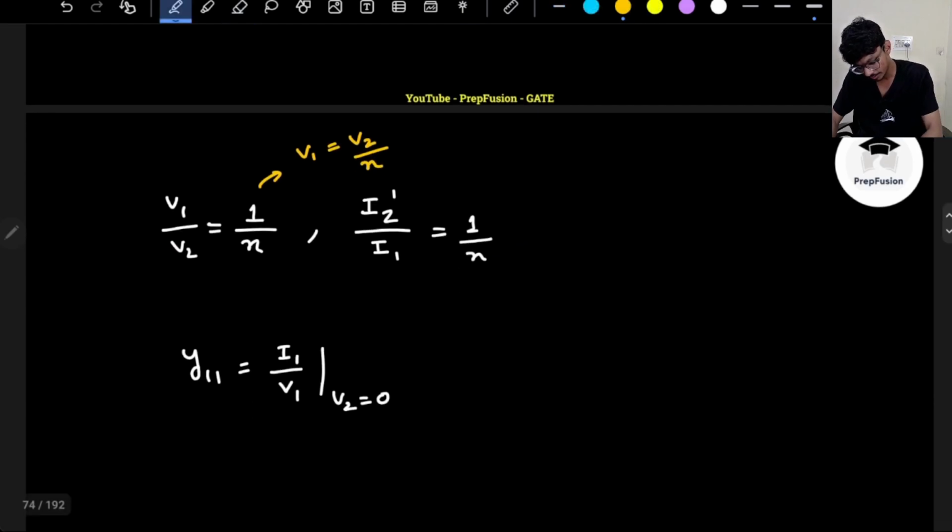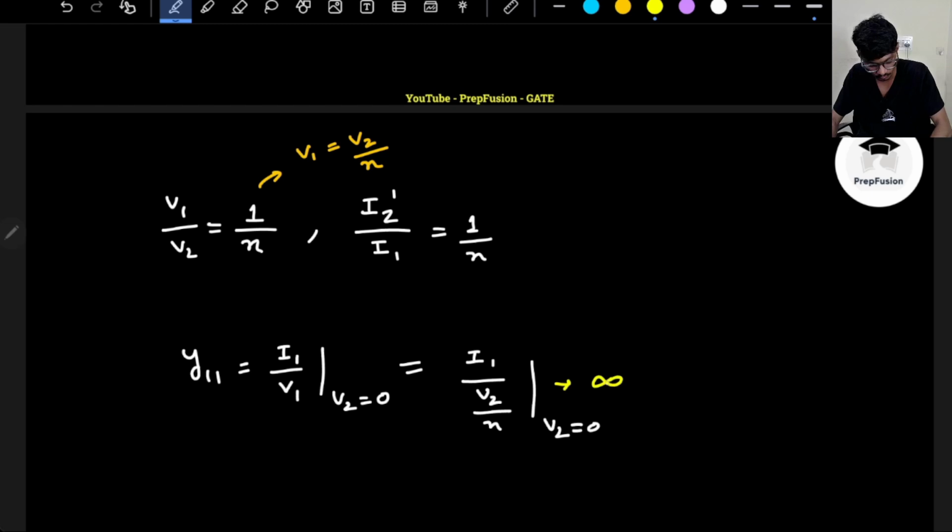So if V1 is V2 by n, I can directly rewrite this equation as I1 divided by V2 by n. And we are trying to make V2 0. So of course it will tend to infinity. Of course it is not valid. So the Y parameter will not exist. You can check for the other ones as well. You will see the Y parameter will not exist.